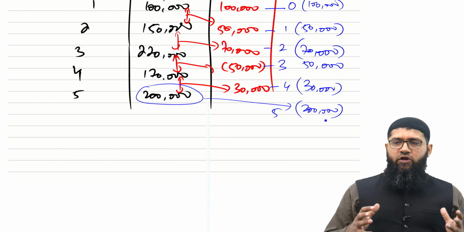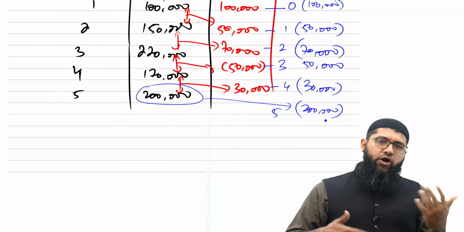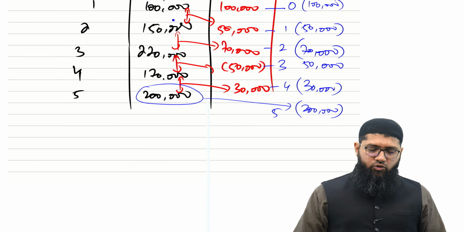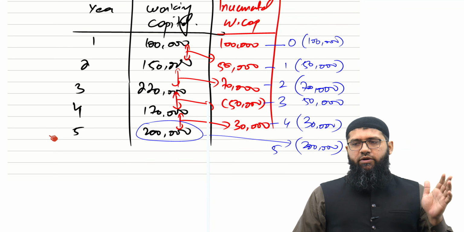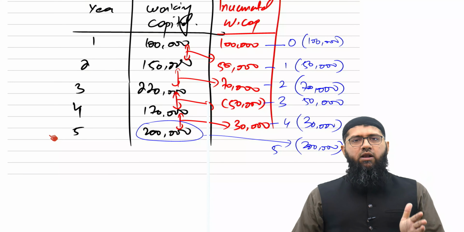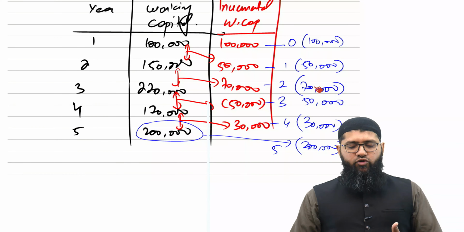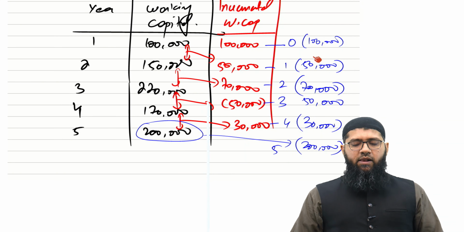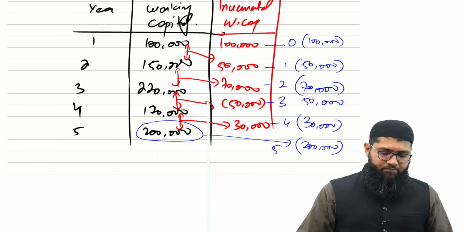Why? Because it's not needed anymore. The capital is not needed. The money is not needed anymore. So you're going to recover the entire 200,000. That's how you're going to talk about the working capital. You could have year, you could have working capital, you could have incremental working capital also. This is what it is going to be. So your incremental working capital is going to be shown like this in the net present value calculations.